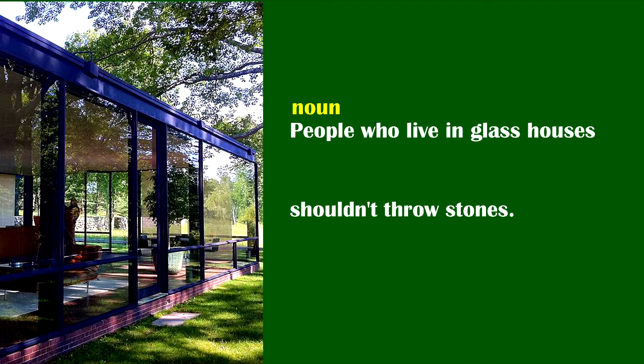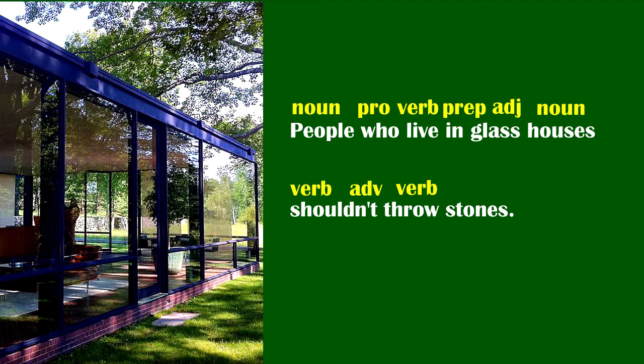People is the noun and subject of the sentence, and then we have the relative clause. Who is a relative pronoun that functions as the subject of the relative clause. And in every relative clause, you need a verb. In this case, we have live. Then we have a prepositional phrase that acts as the object of the relative clause. In is a preposition. Glass is an adjective modifying houses, which is the object of the preposition. Next, should and throw are verbs, but they are negated by the adverb contraction for not. And finally, we have the direct object noun stones.